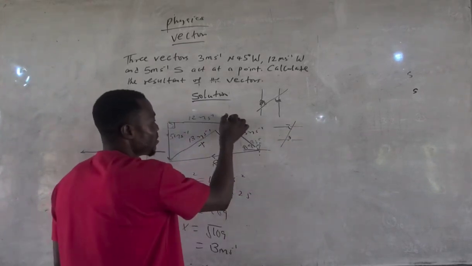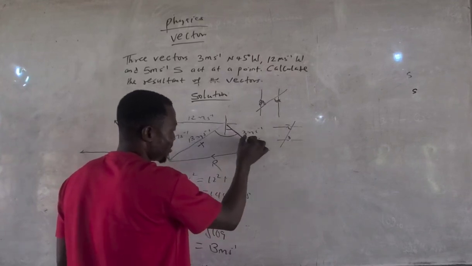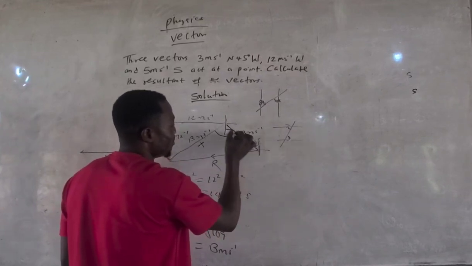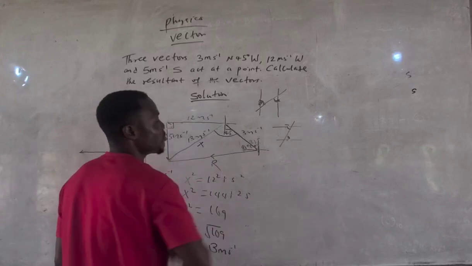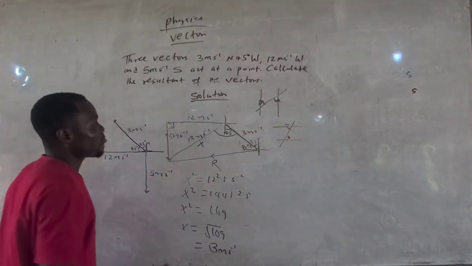So this north-south line is parallel to this north-south line here. So this is their transversal. So if here is 45 degrees, here is also what? 45 degrees. Right? Good.